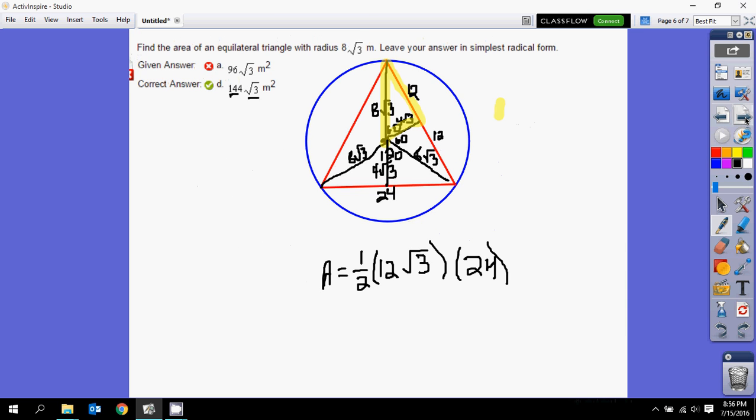The next one here, I think this was definitely the hardest one you had on the quiz. Okay. So it says find the area of an equilateral triangle with a radius 8 root 3. So this means basically I've got a triangle circumscribed. We talked a little bit, I believe it was chapter 5, the end of it, about having a triangle circumscribed by a circle. Basically, it just means that the 3 points of the triangle are on a circle. Okay. So the radius is 8 root 3.